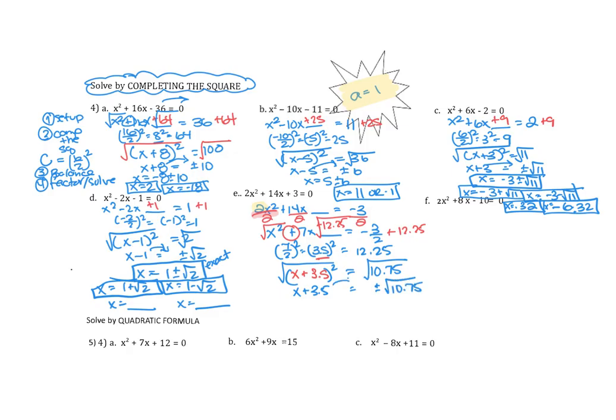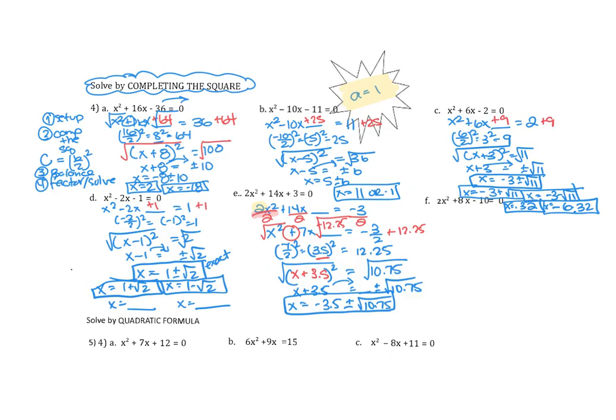I'm now going to subtract my 3.5 over, and I get x equals negative 3.5 plus or minus the square root of 10.75. And that answer is really an okay answer. It's great. There's nothing wrong with it. But maybe you need to know where the x-intercepts are as a decimal. Like, you need to go find it.